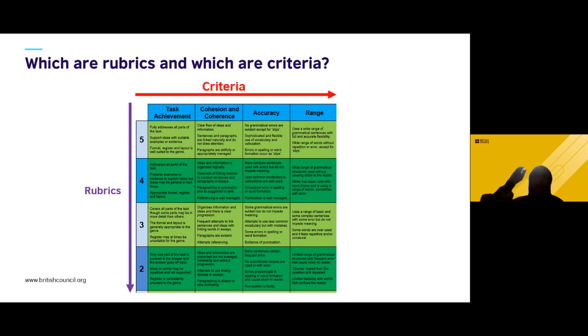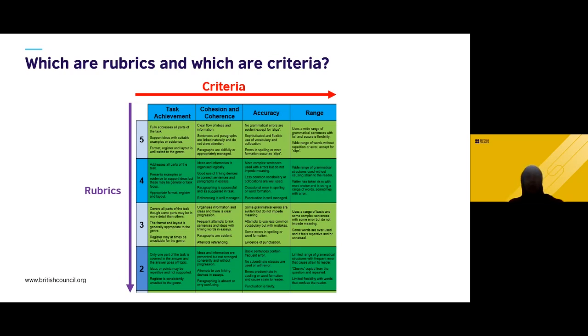So task achievement, cohesion and coherence, accuracy, range, these are the criteria we use to assess any piece of work, especially speaking and writing. And please make sure you communicate those criteria to the students. Tell them that I'm going to evaluate your work in terms of 4 areas. Task achievement, I'm going to look at whether you're responding to the task, I'm going to look at how cohesive and coherent your work is, I'm going to look at the accuracy, and I'm going to look at the range of vocabulary you're using.